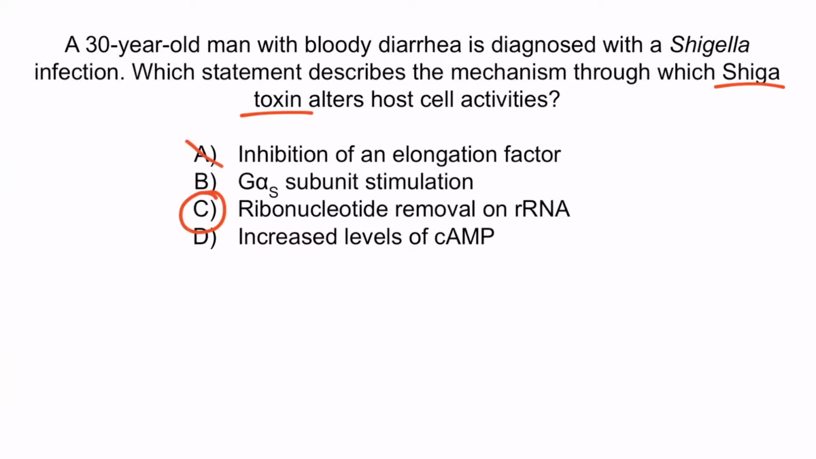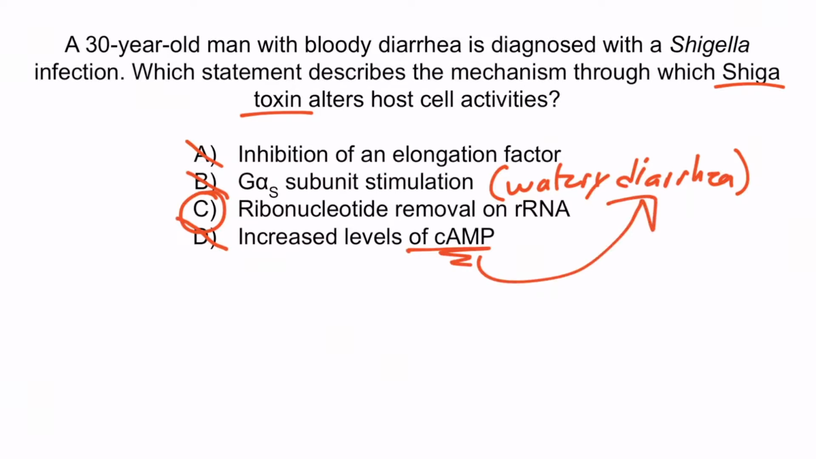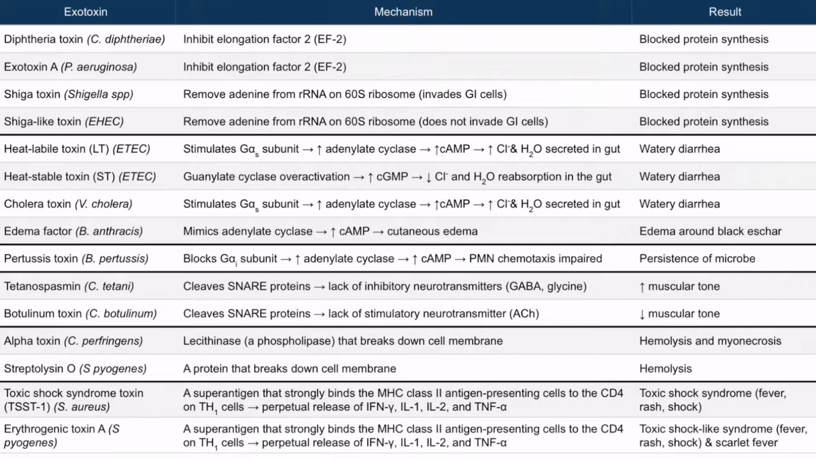Choice A is incorrect because this describes the mechanism of the diphtheria toxin and exotoxin A of Pseudomonas, which inhibit an elongation factor. Choice B is incorrect because this describes the mechanism of the cholera toxin and the heat-labile toxin of Enterotoxigenic E. coli, both of which stimulate the G-alpha-S subunit, which then leads to adenylate cyclase overactivation, which then leads to overproduction of cyclic AMP and watery diarrhea. And choice D is also incorrect, because increased levels of cyclic AMP is part of that mechanism for causing watery diarrhea.